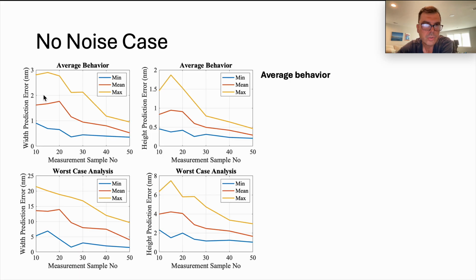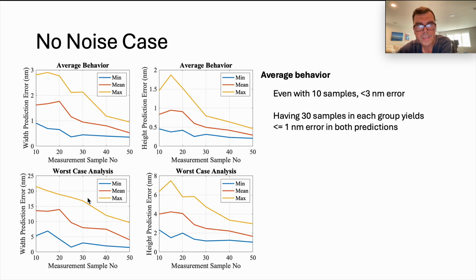When n is equal to 10 or higher, you can see that the average behavior, even for the highest error, is around 3 nanometers for the width prediction and 2 nanometers for the height prediction. Of course, when we use more samples, these errors go down. For example, if you have 50 integrated dispersion measurements, of course, when there's no noise, we will have sub-nanometer precision.